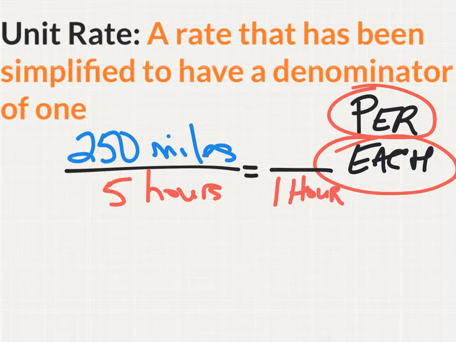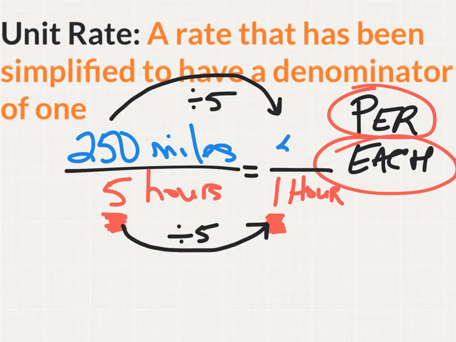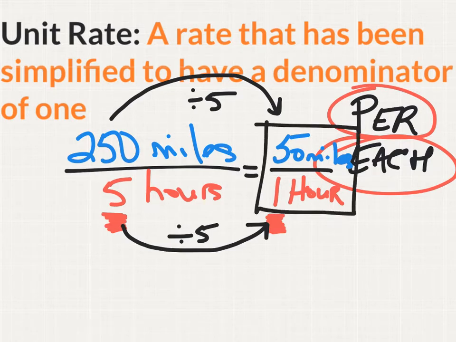Now we know how to write equivalent fractions. If I have a denominator of 5 and I need a denominator of 1, I can simply scale down from 5 to 1 by dividing by 5. So if I did the same thing to my numerator, then my new numerator would be 250 divided by 5, or 50 miles. 50 miles per hour. If my rate was 250 miles in 5 hours, my unit rate would be 50 miles per hour. 50 miles per hour, my unit rate.